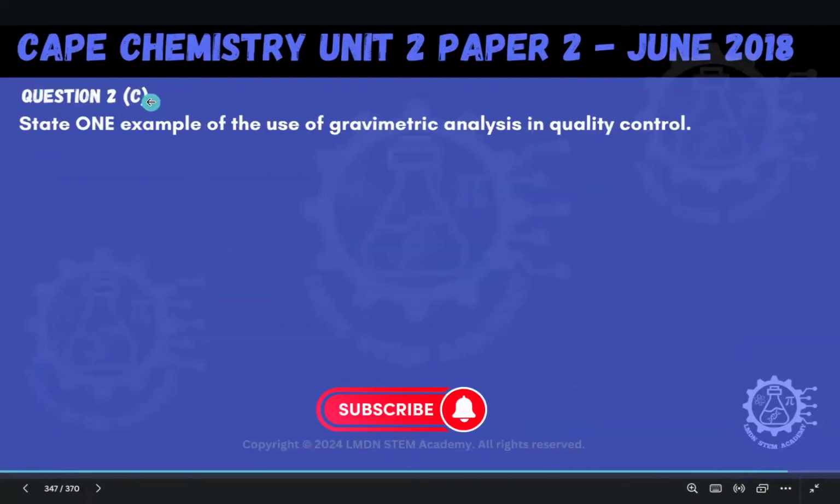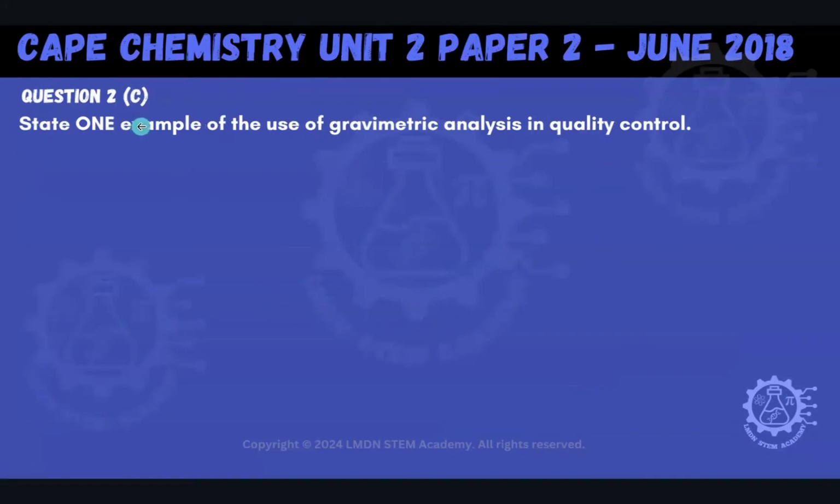So let's move on to see what else there is here. We're moving on to part C. Part C says, state one example of the use of gravimetric analysis in quality control. Gravimetric analysis has a vast array of uses in quality control because, as we just saw, we can have a specific sample, do a precipitation, and work backwards to figure out how much of the actual pure substance was in it. So we can use it to figure out the amounts of specific elements or compounds that are present in a given sample.